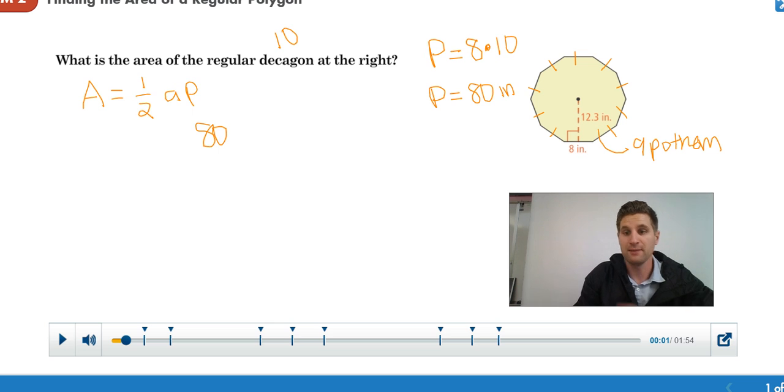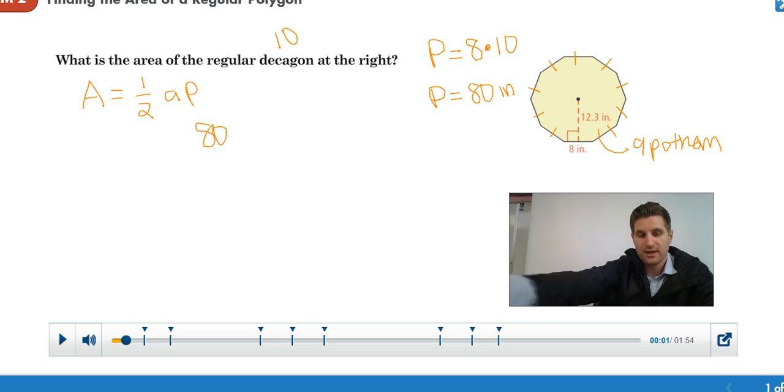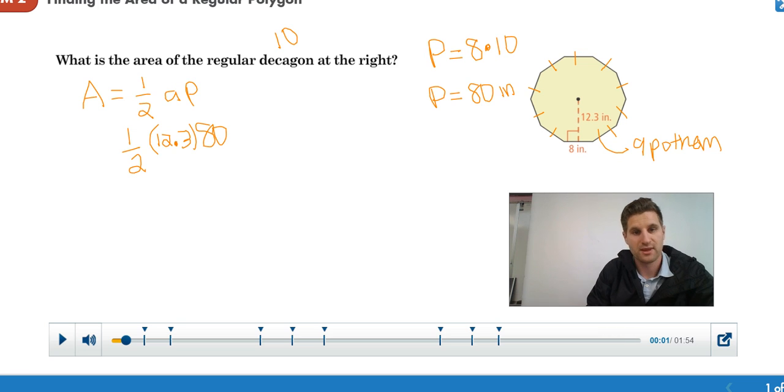Make sure you label everything and write everything I'm writing down. Here's our apothem, and we just have to plug in 12.3. And we take 1/2 of that. Not so bad. We just plug this into our calculator. We do 12.3 times 80, and then we take half of that. Our answer becomes area equals 492 square inches.